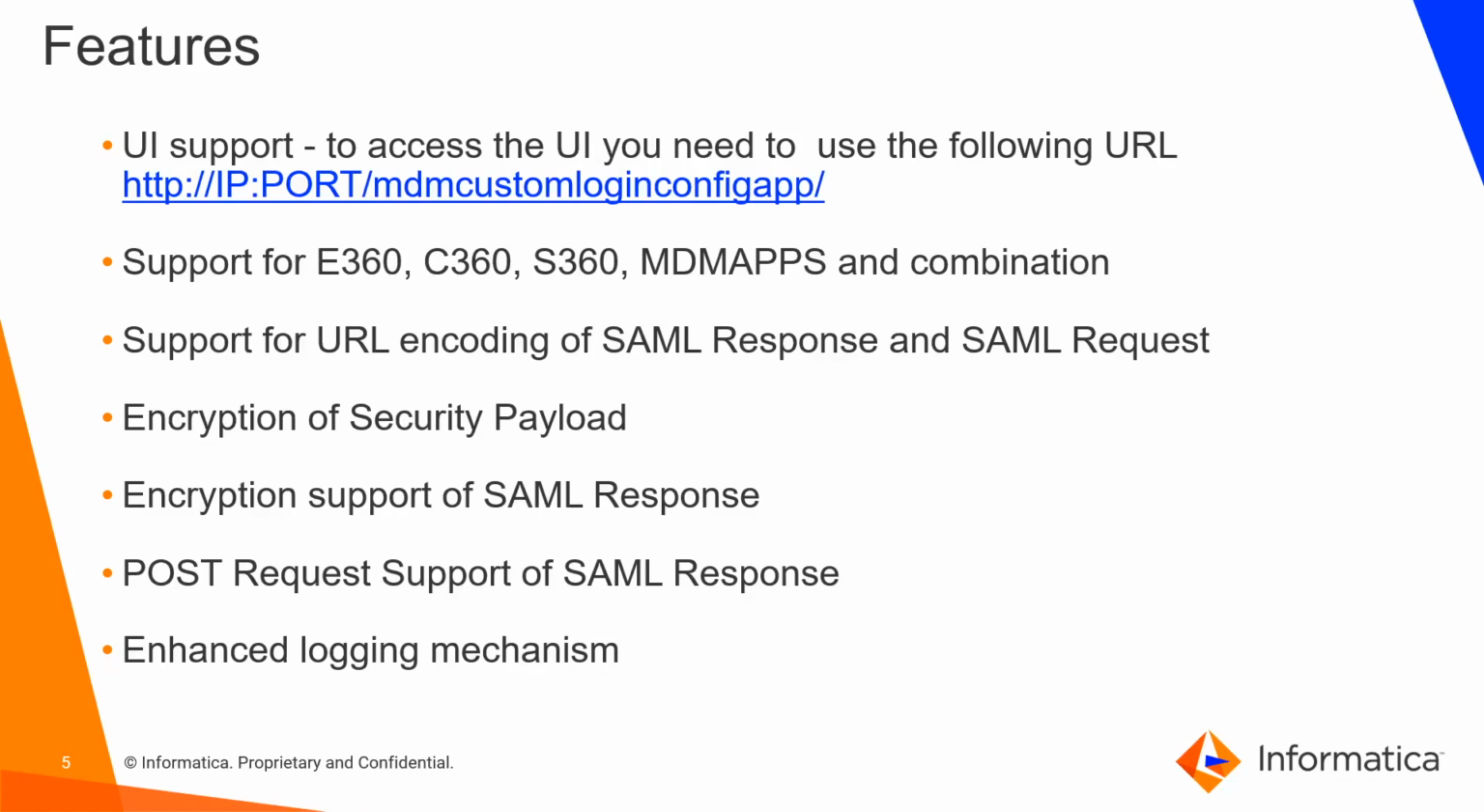We also support URL encoding of SAML response and SAML request. So if your single sign-on team wants SAML response URL to be encoded, then we can enable it and just URL decode it. We also support encryption of security payload. This is also an enhancement. It's nothing visible to the end user, but basically we prepare a custom payload in the backend, which was never exposed. We never used to encrypt it, but now we encrypt it for enhanced security. We also have encryption support of SAML response in this version. So if your single sign-on team wants your SAML response to be encrypted, then we can enable it.